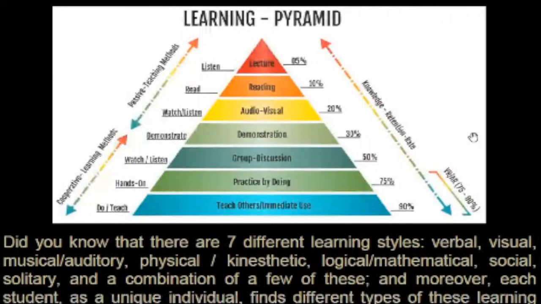If I look at the learning pyramid, I think most of you know about this learning pyramid. At the top of the learning pyramid is basically listening, and at the bottom is do or teach. If I follow the process of listening, then the ability to retain the knowledge that we have gathered through listening is only of the order of 5%. Whereas if I do something by myself or if I teach some technology, then the learning will be maximum. The retention power of this kind of learning is of the order of 90%.